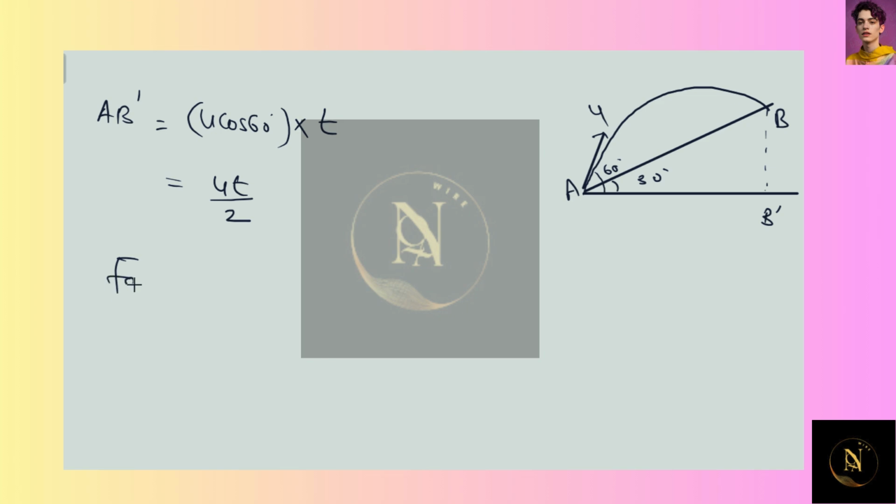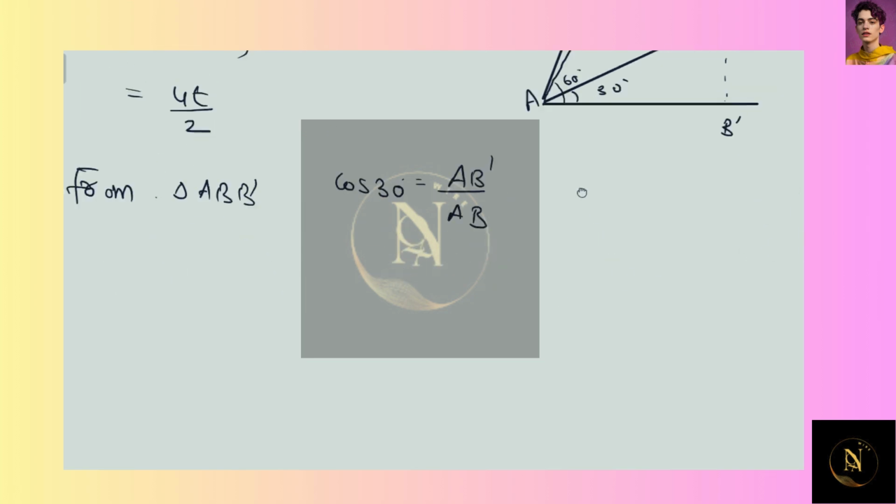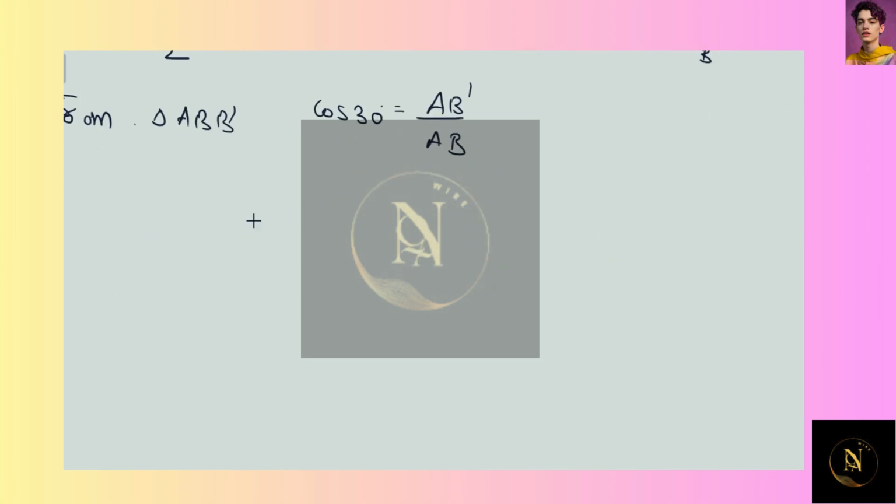Now we can say that from triangle AB B dash, this triangle, we can say that cos theta can be written as AB dash upon AB, or we can say that from here we have to find the distance AB, and this is equals to AB dash upon cos 30. Now put the value of AB dash here, so this is 2 ut upon 2 into root 3. So finally we can say this will come out to be ut by root 3.